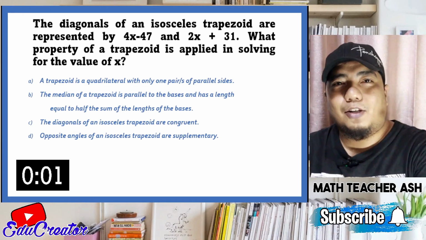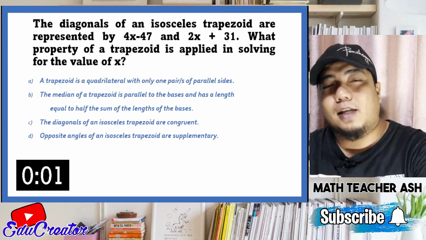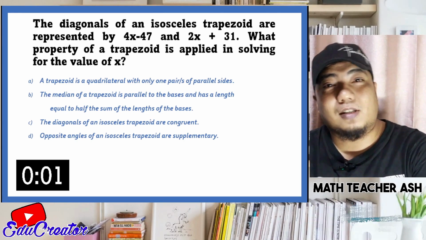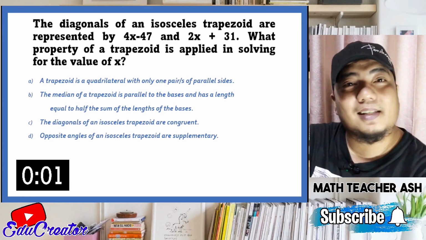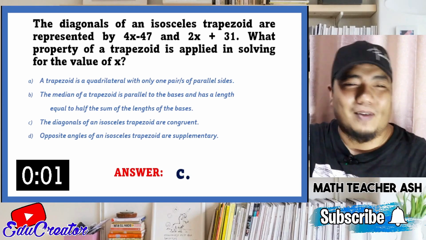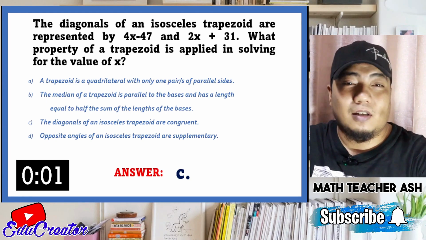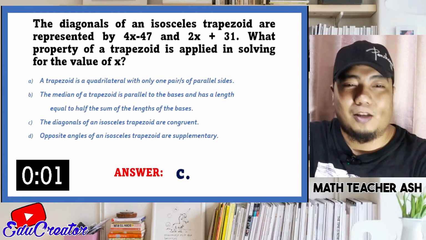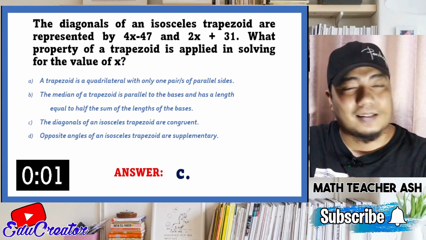So, my dear math learners, for this question, it goes back to our given statement earlier that diagonals of an isosceles trapezoid are congruent. So, basically, our final answer here is letter C. Okay, so that is very, very easy, my dear math learner. It doesn't mean that if you have an expression given, you need to solve it. Okay, you just need to analyze the problem and consider what is asked in the problem.